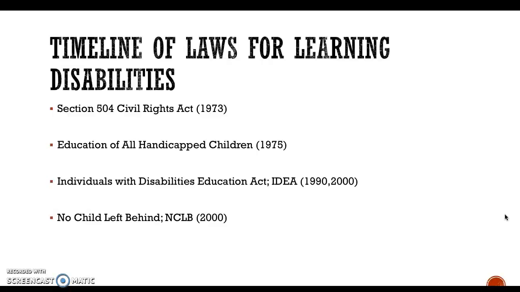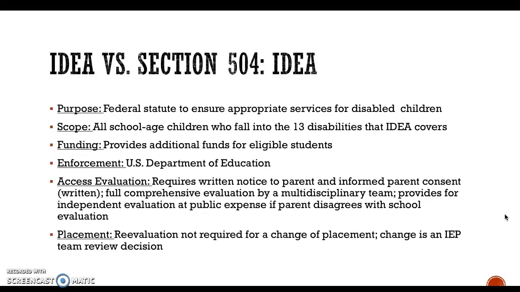So, timeline of laws for learning disabilities. Section 504 of the Civil Rights Act was passed in 1973. The Education for All Handicapped Children Act was passed in 1975. IDEA was passed in 1990, and then it was again passed in 2000, and then the No Child Left Behind Act was passed in 2000.